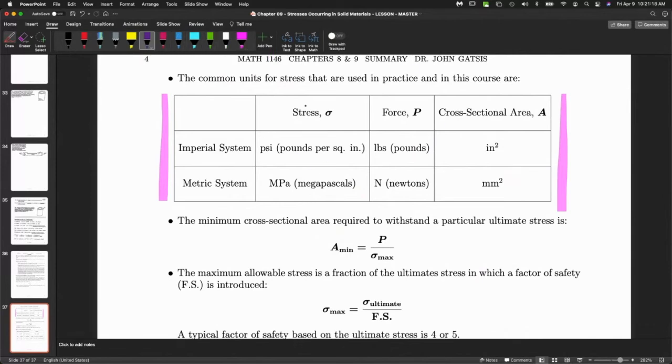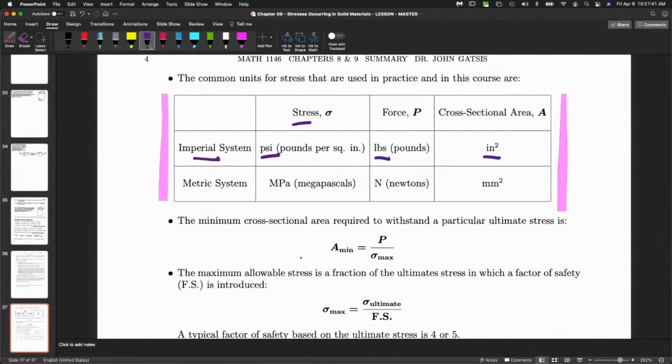But here's the big thing: stress. Don't worry about the math. Don't worry about the symbol. Ignore the symbols right now. So the stress in the imperial system we just said is psi. Now the area and the force have to be in square inches and pounds if you want to use psi as the measure of stress.